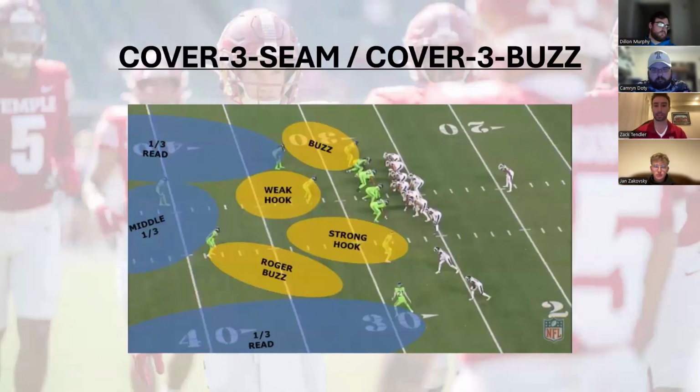And then just looking at that cover three buzz defensive look, if you look at the guy who's designated as the Roger Buzz, both the slot receiver and the outside receiver on his side, if they try to run a seam route or a skinny post route, the routes will run right into his zone, and he should be there to hopefully shut it down.